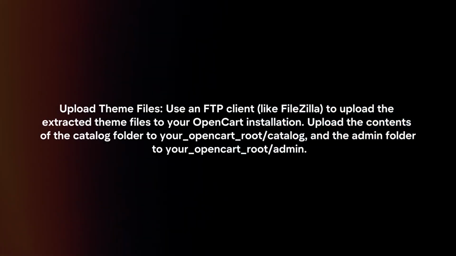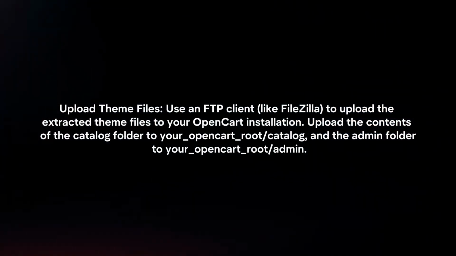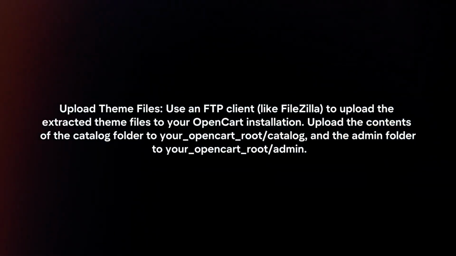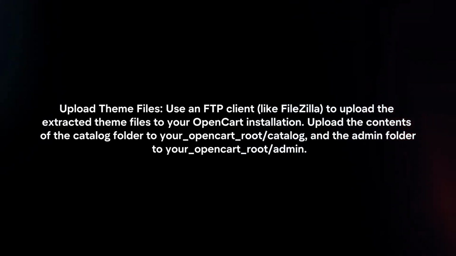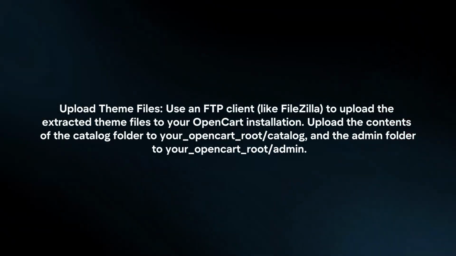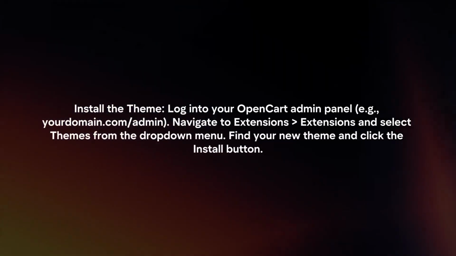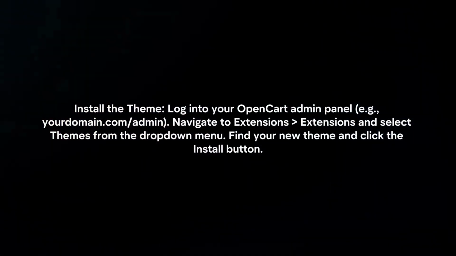Upload theme files. Use an FTP client to upload the extracted theme files to your OpenCart installation. Upload the contents of the catalog folder to your_OpenCart_root/catalog and the admin folder to your_OpenCart_root/admin. Install the theme. Log into your OpenCart admin panel.